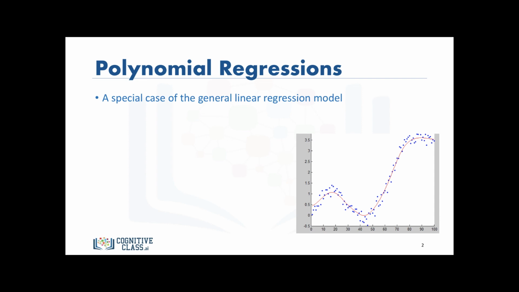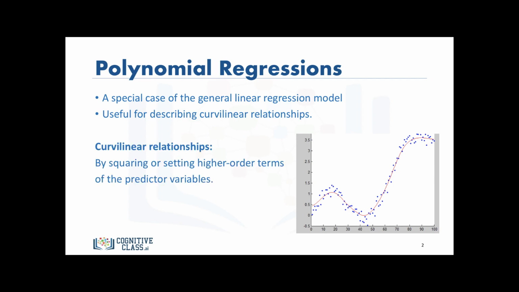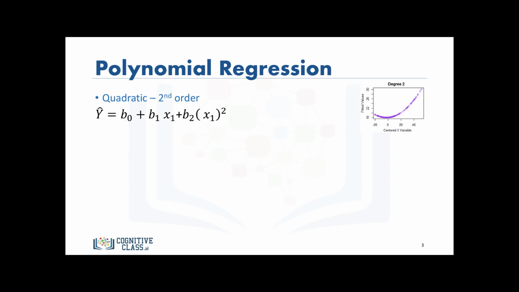Polynomial regression is a special case of the general linear regression. This method is beneficial for describing curvilinear relationships. What is a curvilinear relationship? It's what you get by squaring or setting higher order terms of the predictor variables in the model, transforming the data. The model can be quadratic, which means that the predictor variable in the model is squared. We use a bracket to indicate it as an exponent.